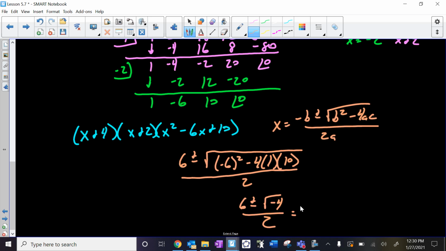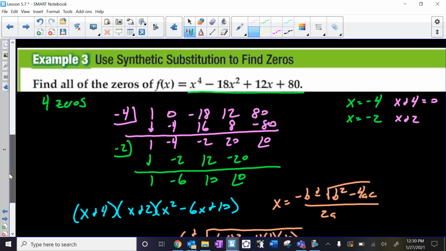The square root of -4 is positive and negative 2i, so now you have 6 plus or minus 2i over 2, and that simplifies to 3 plus or minus i, which represents your other zeros. I'll write those up here. x equals 3 plus or minus i. There are your 4 zeros from your polynomial.